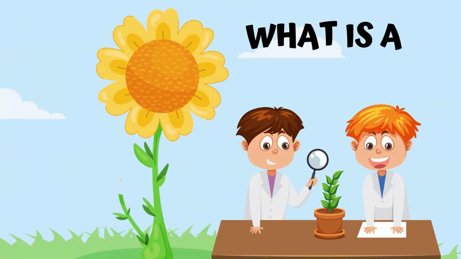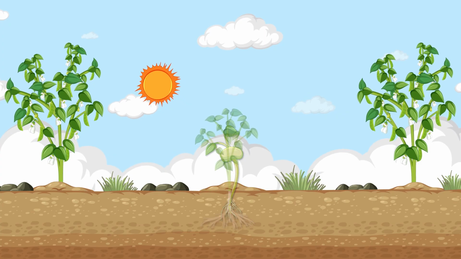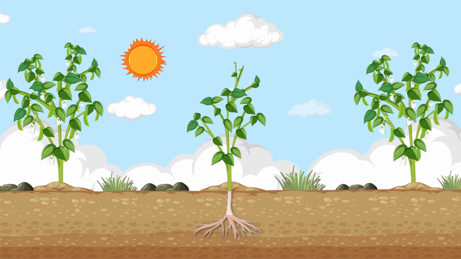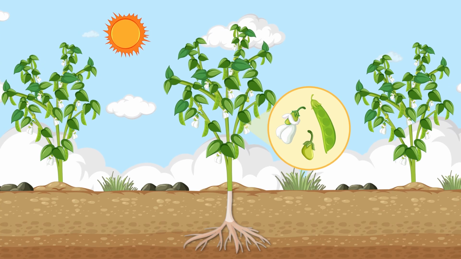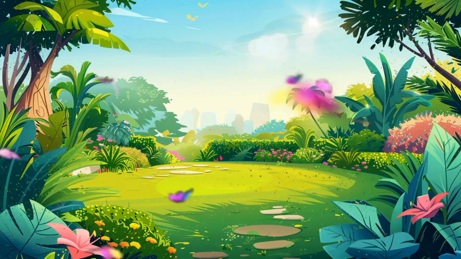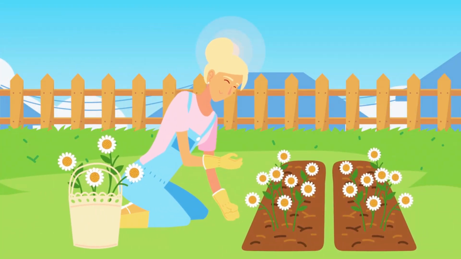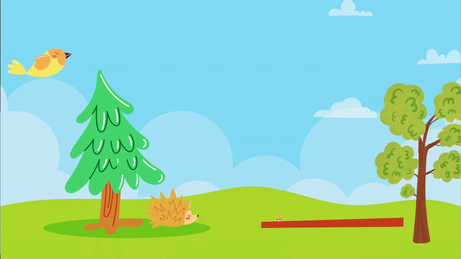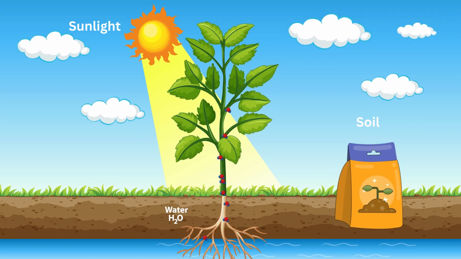Segment 1. What is a plant? A plant is a living thing that grows from the ground. It can have flowers, fruits, and leaves. Plants are everywhere. In parks, gardens, even your backyard. Some plants are tall like trees. Others are tiny like grass. But they all need sunlight, water, and soil to grow.